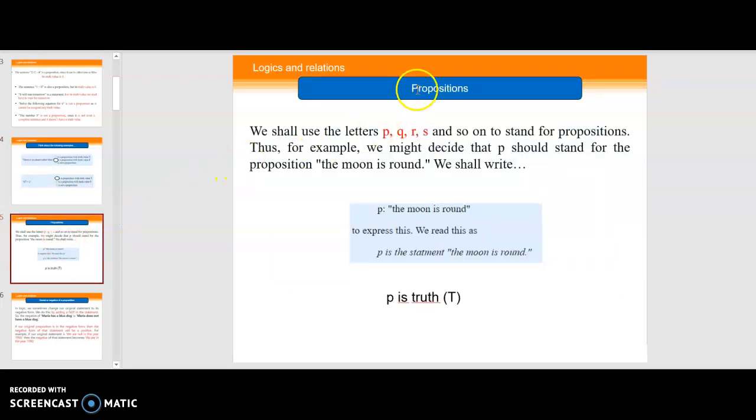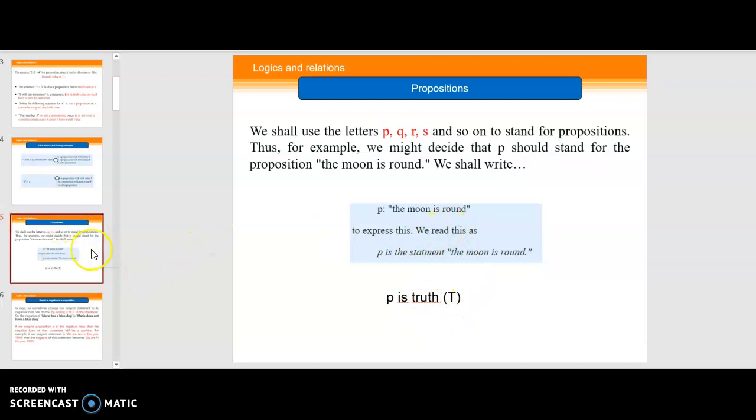Here we have the other definition of propositions. We shall use the letters P, Q, R, and S, and so on to stand for propositions. Thus, for example, we might decide that P should stand for the proposition the moon is round. In this case, the proposition P says the moon is round, and we can say if that's true or false. So we can say that this proposition is true. P is the statement, and we can give it a truth value that is true. If we said, for example, the moon is a square, that would be false. So P is false in that case.